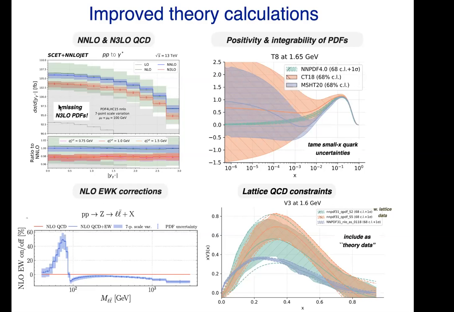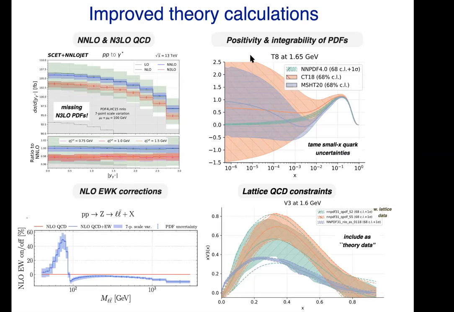A comment, I will be back to this: so far we miss PDFs at N-cube leading order. So we have calculations in QCD at N-cube leading order, but not PDFs. And this mismatch will affect, in general, the accuracy of the calculation. We also include electroweak corrections. We include theory constraints such as PDF positivity and PDF integrability.